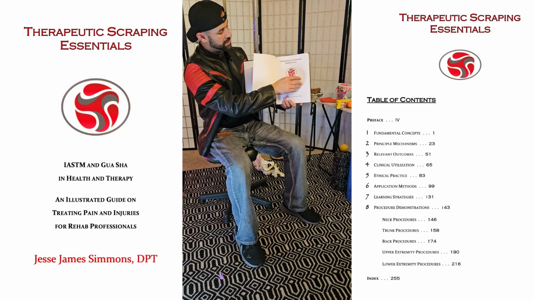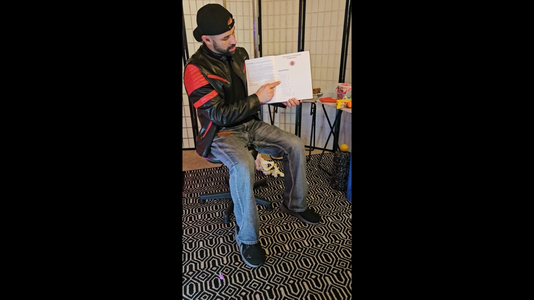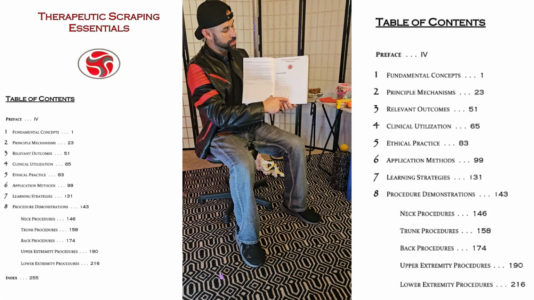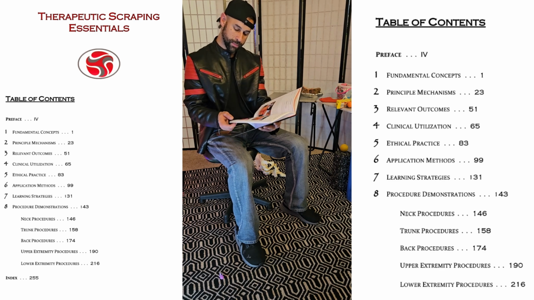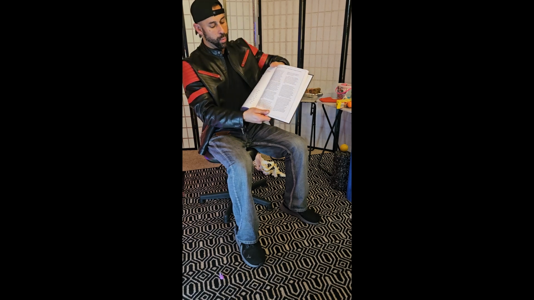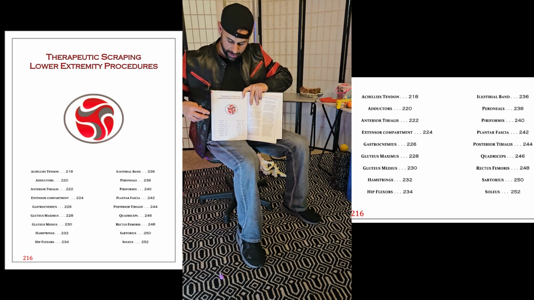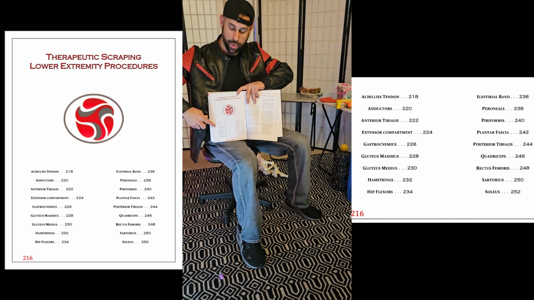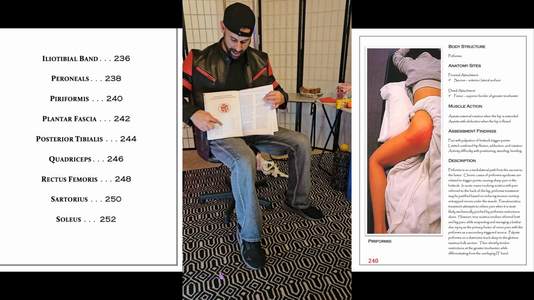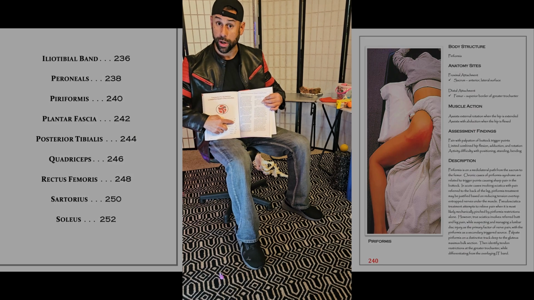We can find it in two ways. If we go to the table of contents, we know that the piriformis is included in the lower extremity. So we would go to the lower extremity procedures on 216. Once we were on 216, we would see a list of the other anatomical structures that can be accessed with scraping tools, in which case piriformis has its own demonstration and procedure on page 240.